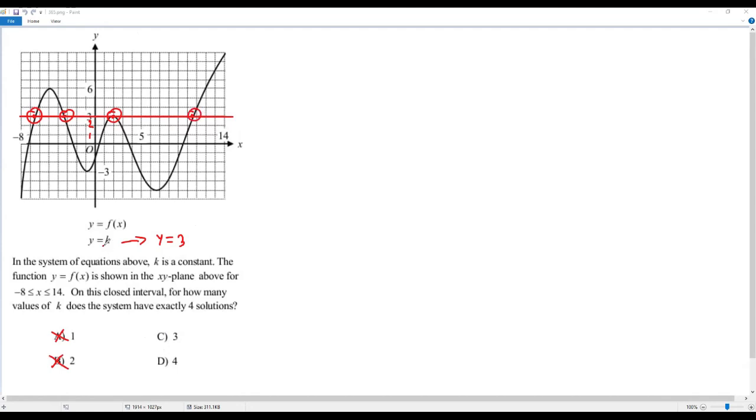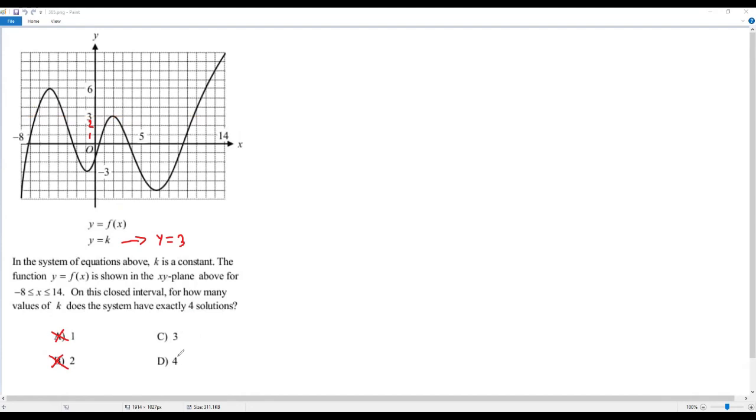When I take k equals 3 in the second equation, the graphs of these two equations intersect in 4 points. Therefore, we have 4 solutions for the given system of equations when k is equal to 3. So it meets the condition given in the question, because we have to find the value of k for which the given system has exactly 4 solutions. So the correct answer choice for this question is C.